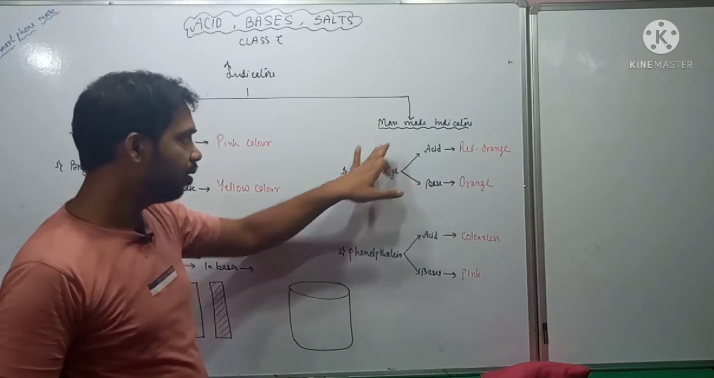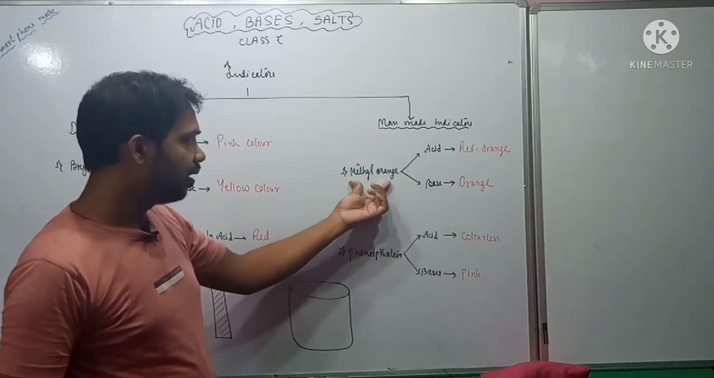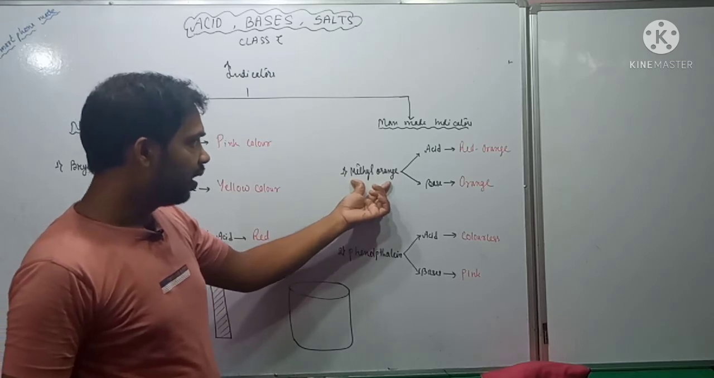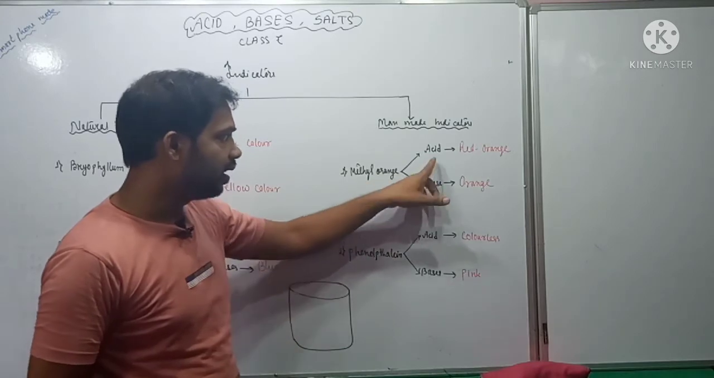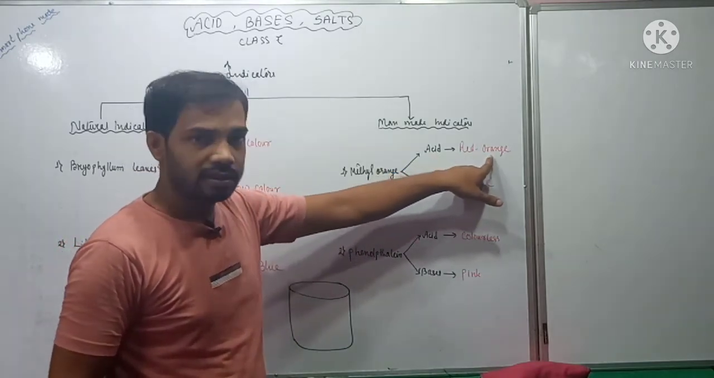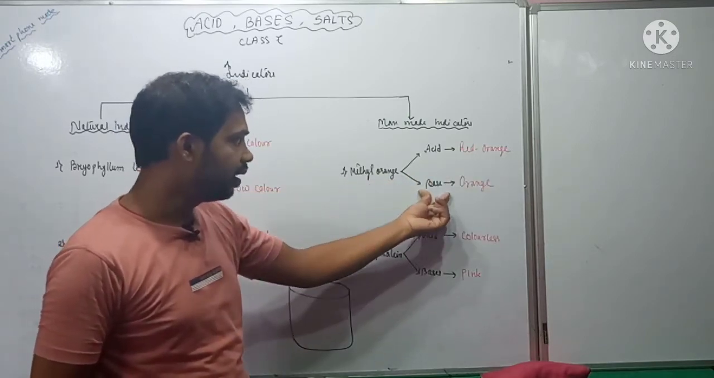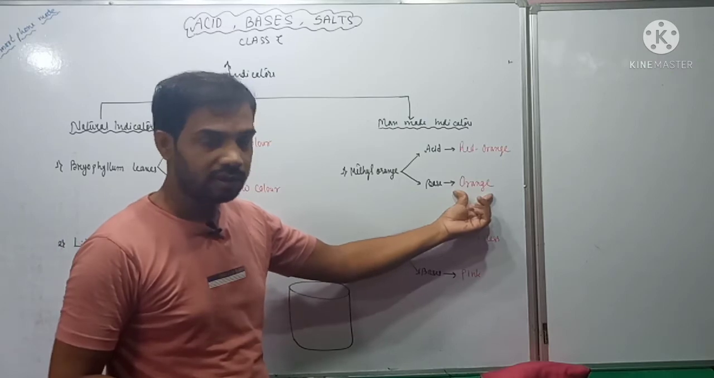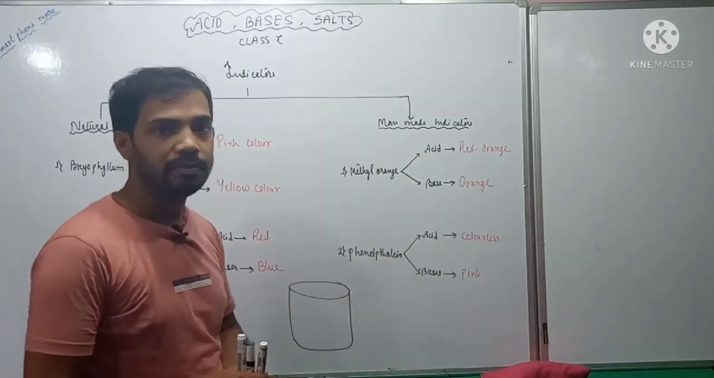Now first our man-made indicator is methyl orange. Now you see methyl orange. What happens is that when you pour methyl orange in acid, its color changes to red orange. Now when you pour methyl orange in base, its color changes to orange. So in this way we find out whether the solution is acid or base.